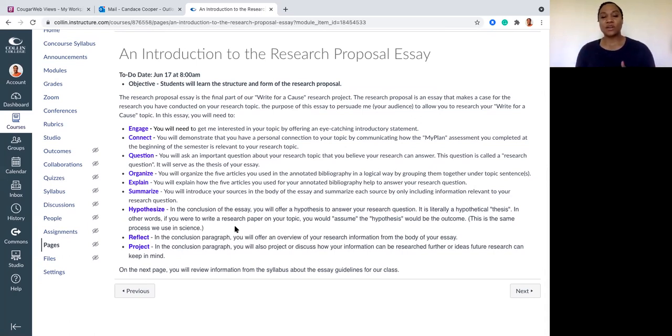And then finally, we're going to learn what's called reflect and project. Reflect is basically what you've been writing in terms of conclusion paragraphs, probably since 3rd grade. It is where you summarize the information in your essay. Projection, however, or projecting, is a uniquely collegiate exercise.